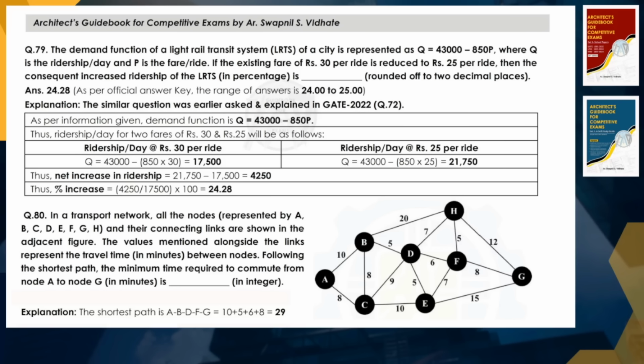And what will be the travel time? It will be 10 plus 5 plus 6 plus 8. So the total will be 29. So the minimum time required to commute from node A to G will be 29 minutes. So the correct answer is 29 for question 80. Again, an easy question, question 80 was.